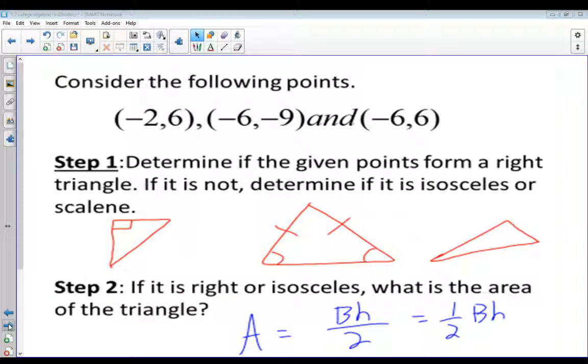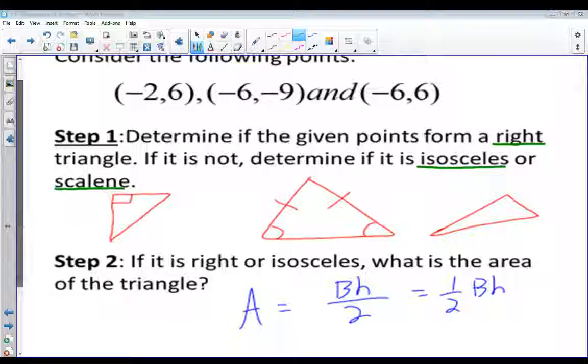Now, for this example, consider the following 3 points. There's 2 steps we're going to have to do. Step 1, with these 3 points, determine if the given points form a right triangle, and if it is not, determine if it is isosceles or scalene.